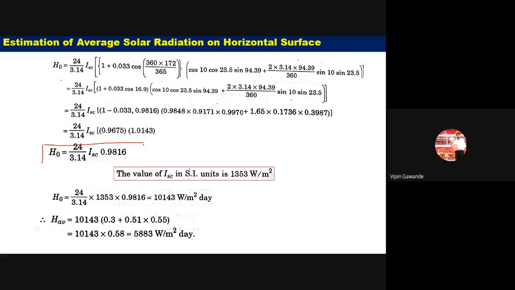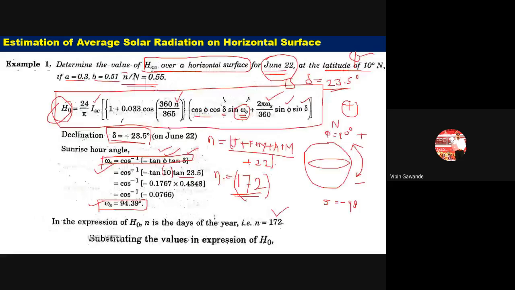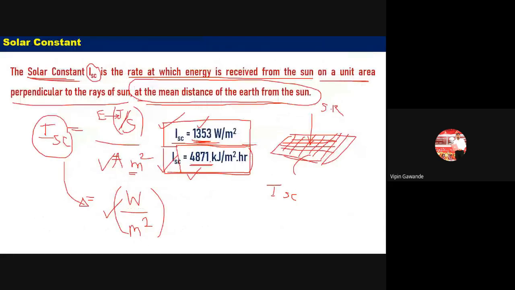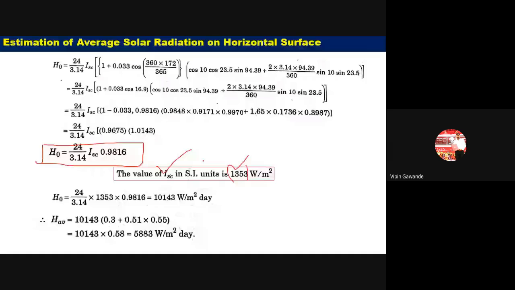We have not yet put the value of ISC. So now take the value of ISC as 1353. You can take 1353 or another value, such as 487, if the units are the same. In this problem we are taking the value as 1353 watt per meter square. If you put that value, it comes out to be 10143 watt per meter square per day. That is the value we have calculated as H0.